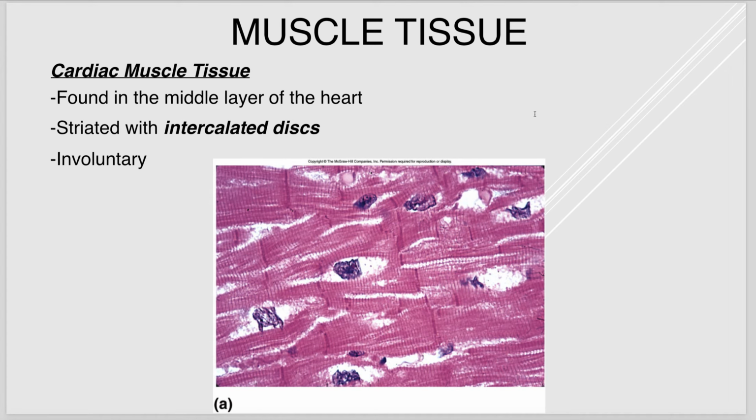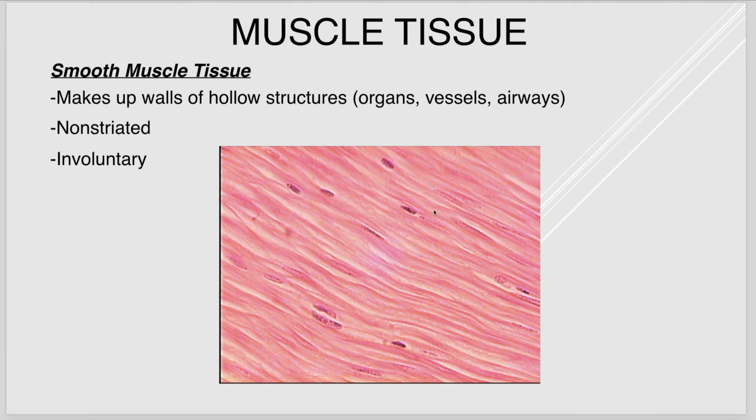Cardiac muscle tissue is also striated, but it's involuntary, and this is found in the middle layer of the heart called the myocardium. And what makes this tissue unique is when you look at it, you have what are known as intercalated discs, and these allow fast communication of impulses through these cells. Smooth muscle tissue, you're going to find this in the walls of hollow organs. So, for example, the organs of the GI tract, the blood vessels, some of the airways, and this is involuntary and non-striated.